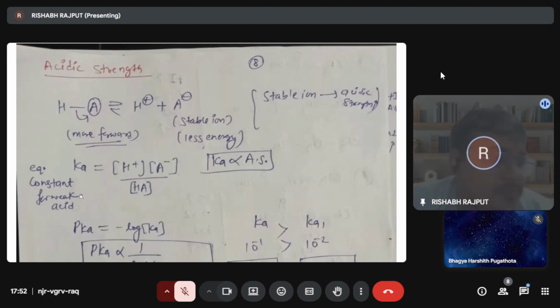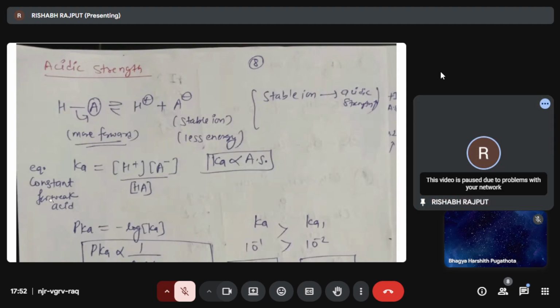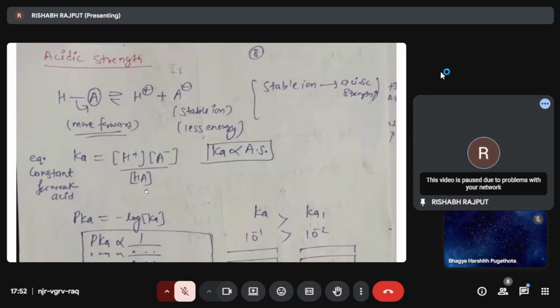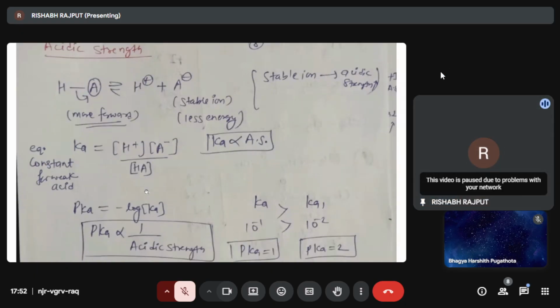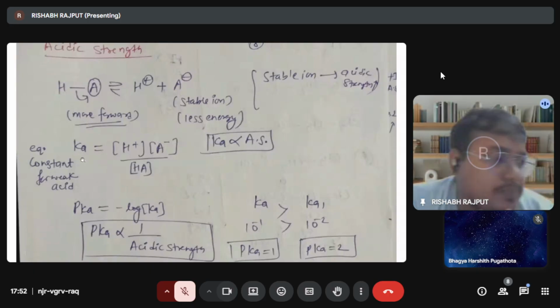For a weak acid, if I want to write Ka, what can you write? Ka equals the concentration of H positive into the concentration of A negative upon HA. I will tell you two to three points only here. See guys, this Ka is directly proportional to acidic strength. Meaning, if the equilibrium constant for a weak acid has a higher value, that means acidic strength is more.